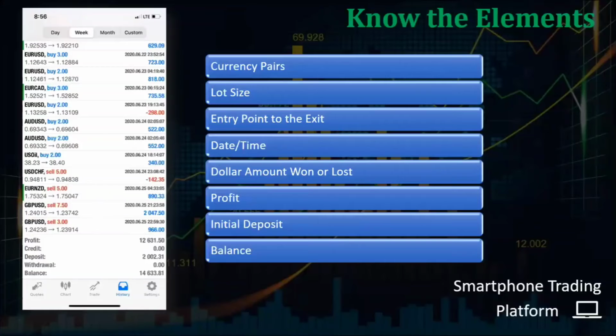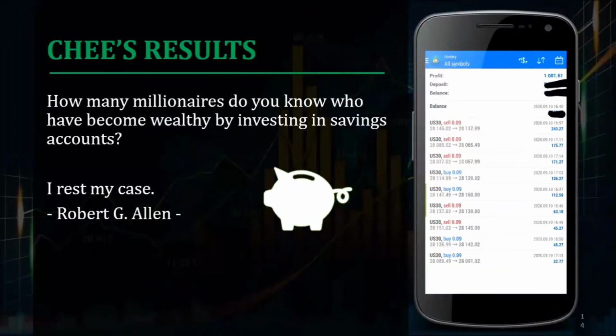So what I'm going to do now is actually show you what I make. I wouldn't be a good teacher if I didn't show you what I can do. How many millionaires do you know who have become wealthy by investing in a savings account? Exactly. Nobody gets rich off putting money in a savings account. You can put money in your savings account and it'll accumulate. However, you're not building any interest with that, and you're not going to be as profitable as when you could take that money and trade it.